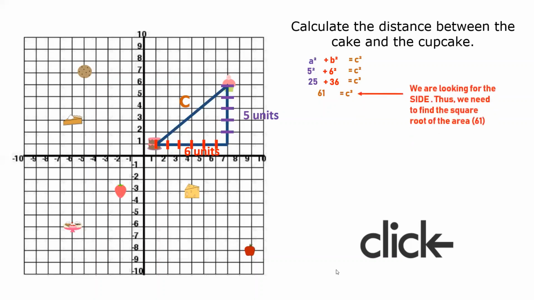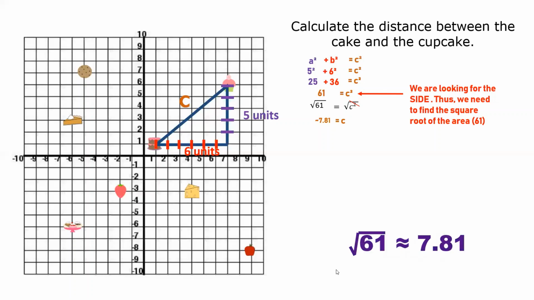Remember that we only found the area of the missing square. To find the side, we will need to square root 61. And we will also take the square root of c squared. Squared and square root will cancel each other out, leaving you with c. The square root of 61 is approximately 7.81. Therefore, the distance between the cupcake and the cake is approximately 7.81 units.